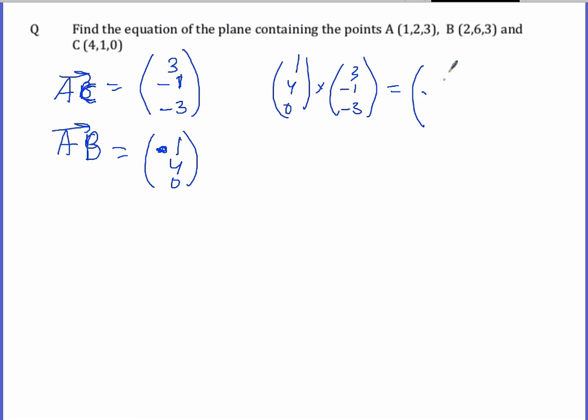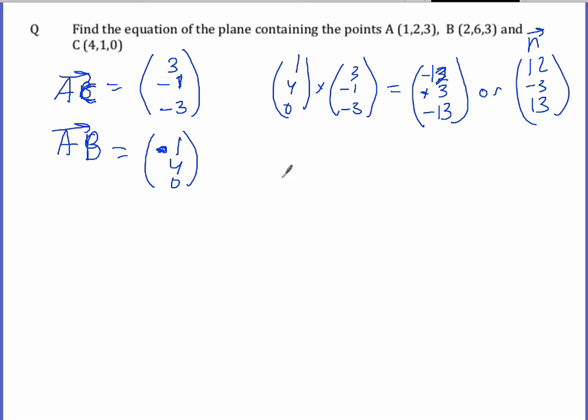Do that cross product. We get negative 12, I mean. We get negative 3, so that's positive 3. Then we get a negative 13. Okay, or you can write it as 12, negative 3, 13, because that's the scalar multiple of that one. So we use this as the normal.